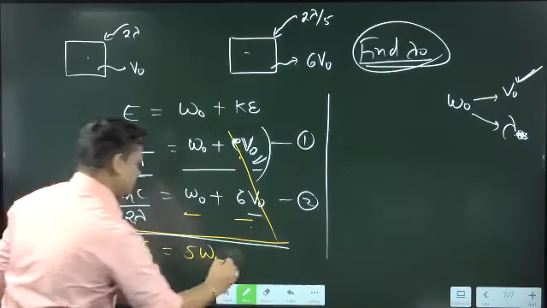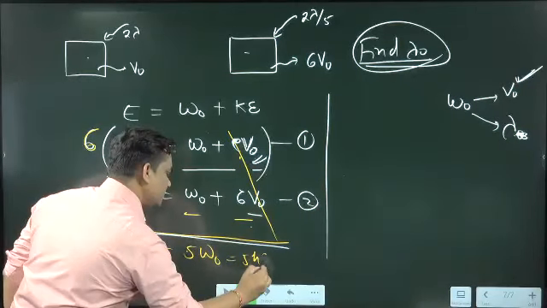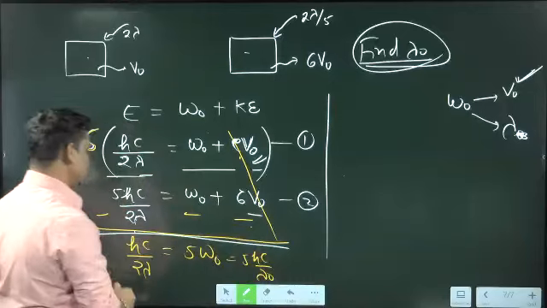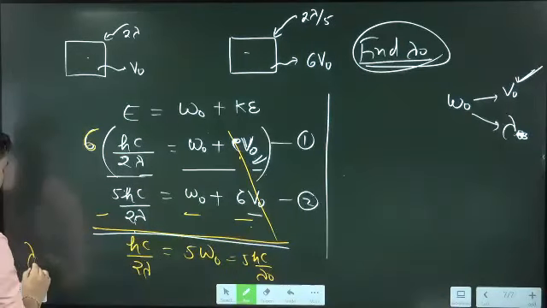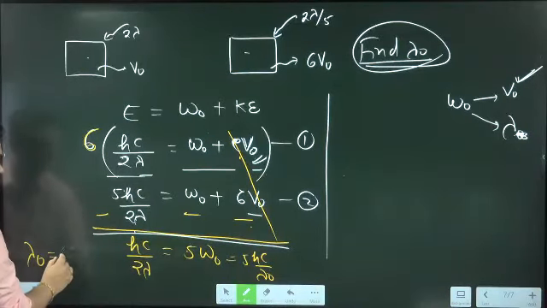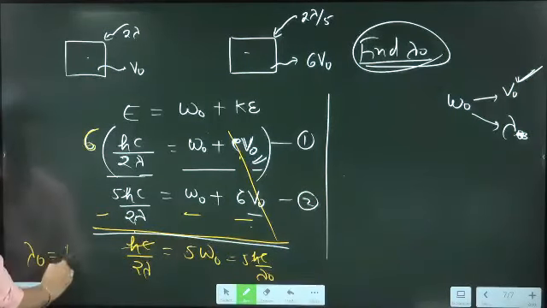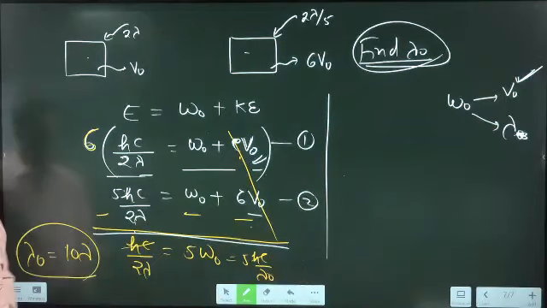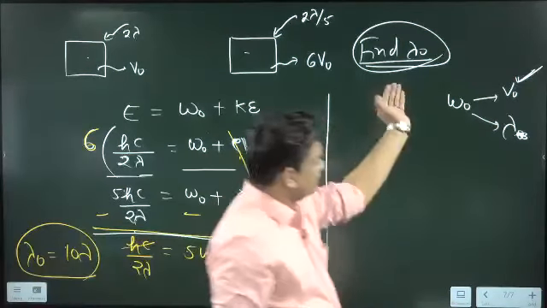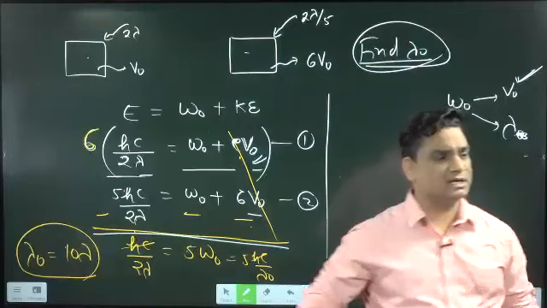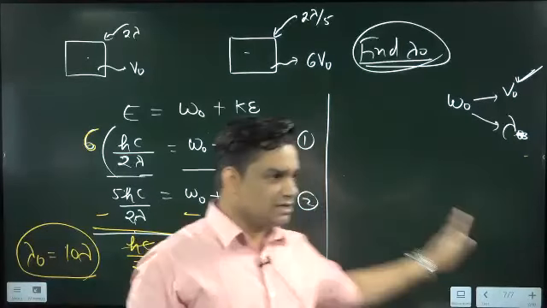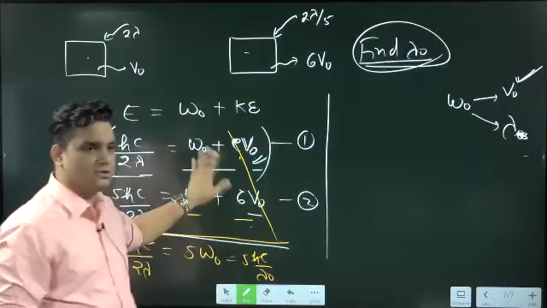Because W naught is just Hc by lambda naught, and Hc is cancelled. So lambda naught becomes, yes, Hc we can cancel. So lambda naught is how much? 10 lambda. So either it will be in terms of V naught or in terms of lambda, so we can get the things. Either you have to divide or you have to subtract. You have to decide.